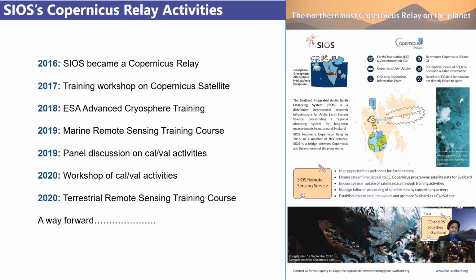Then we conducted the training courses in Copernicus satellite. Then in 2018, we conducted the advanced training course in cryosphere. Then last year, we conducted the marine remote sensing training course. And this year, we conducted this terrestrial remote sensing training course to train the next generation of field scientists in Svalbard. So I will go through the details of this activity in the next couple of slides.